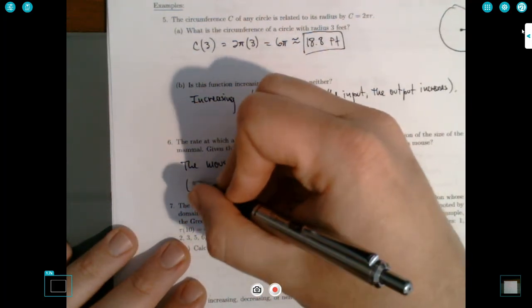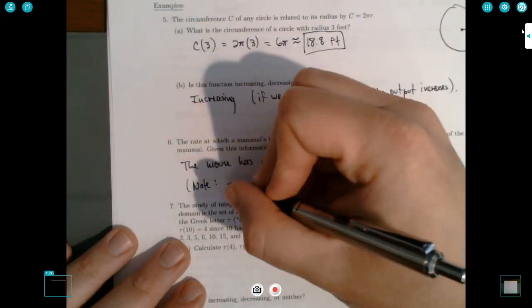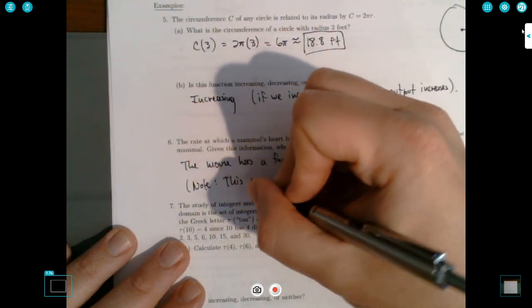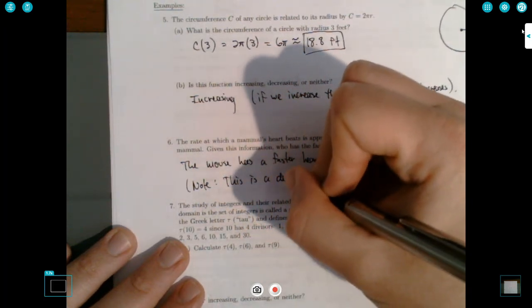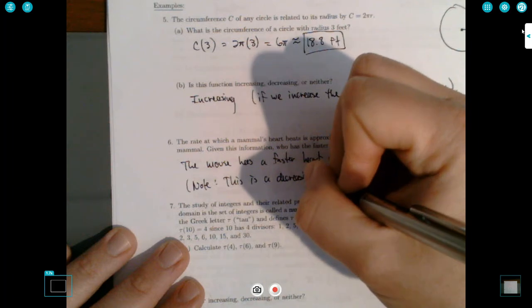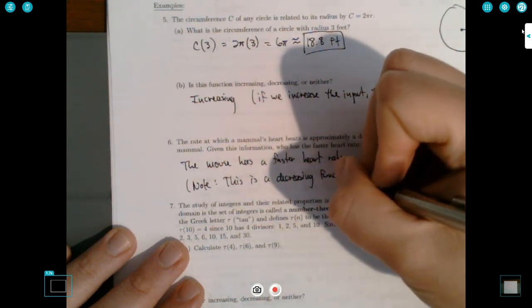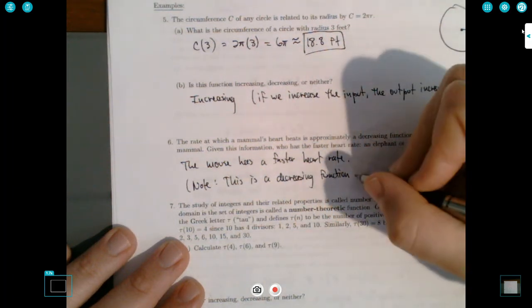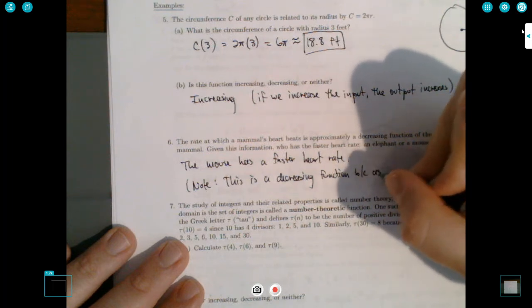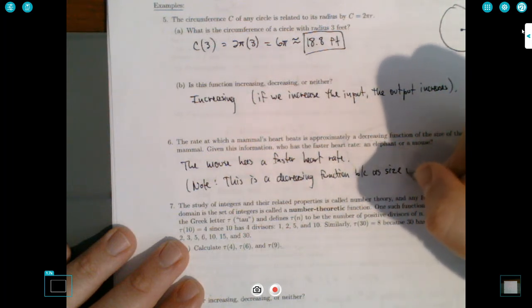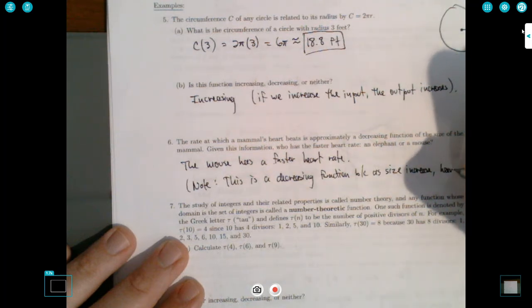Okay, and I'm just going to say, note, this is a decreasing function, because as size increases, heart rate decreases.